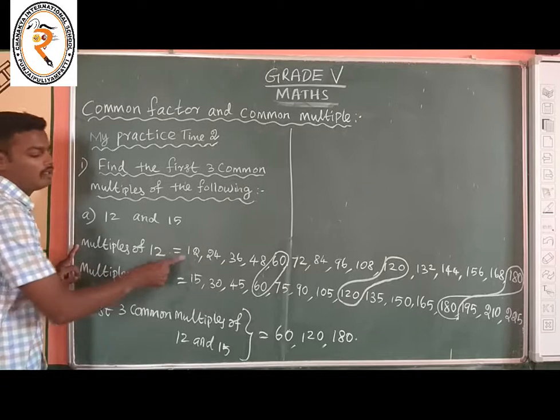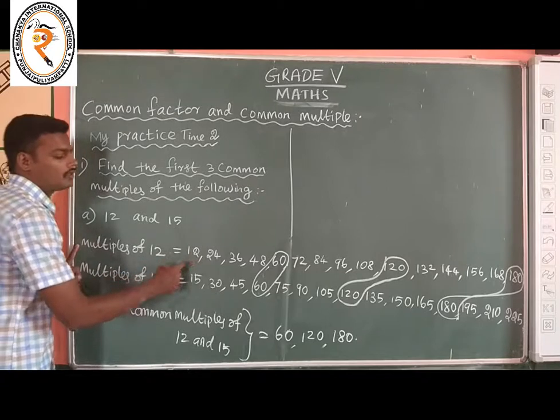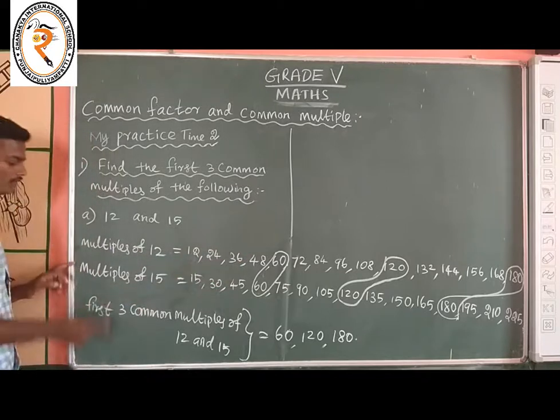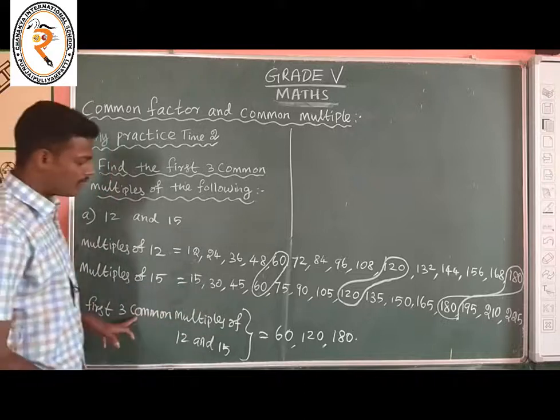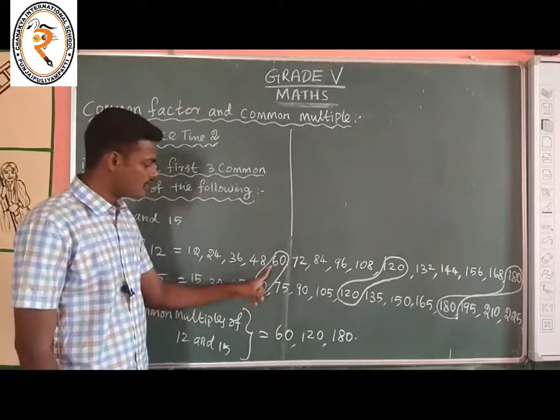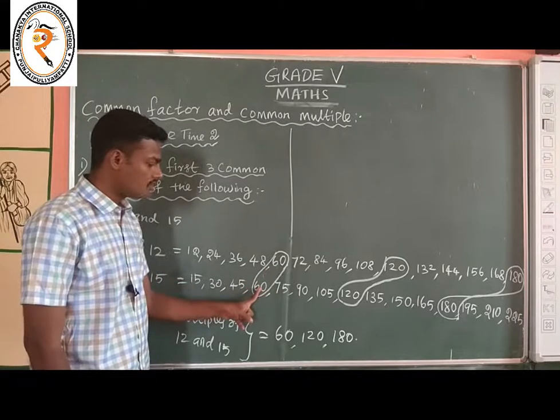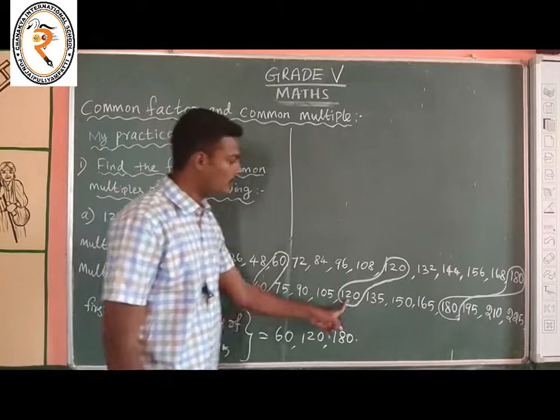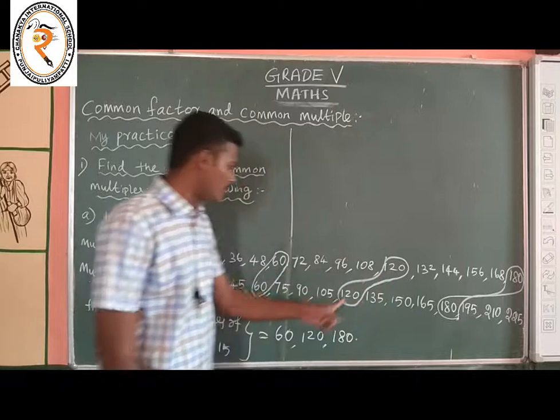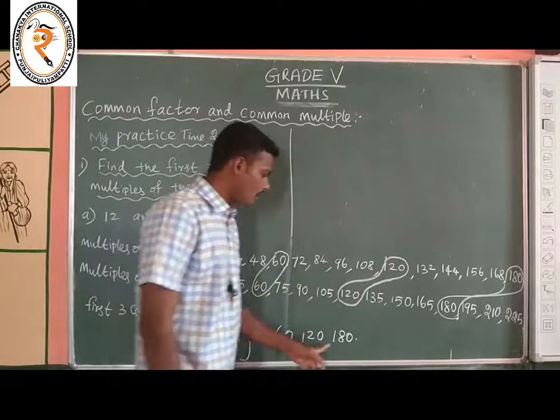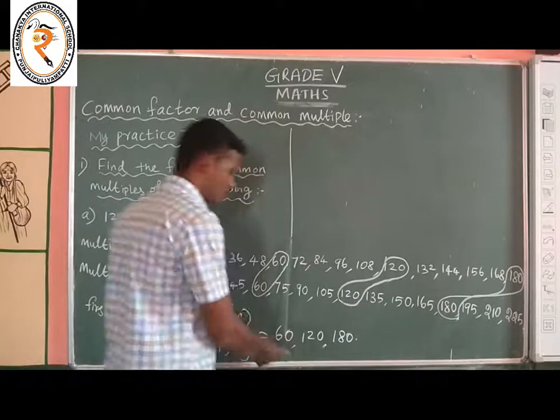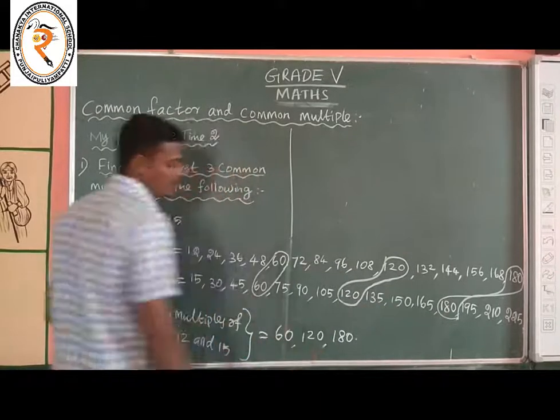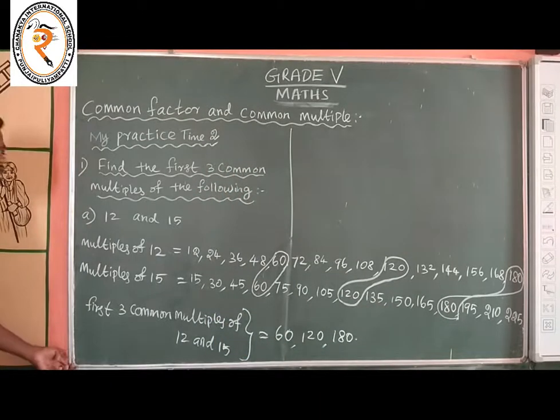So first we write multiples of 12, the 12th table up to 15, and the 15th table up to 15. The first common number here is 60, here also 60, so 60 is the first common multiple. 120 here also 120 is the second common multiple, and the third common multiple is 180, here also 180. So 60, 120 and 180 are the first three common multiples of 12 and 15.